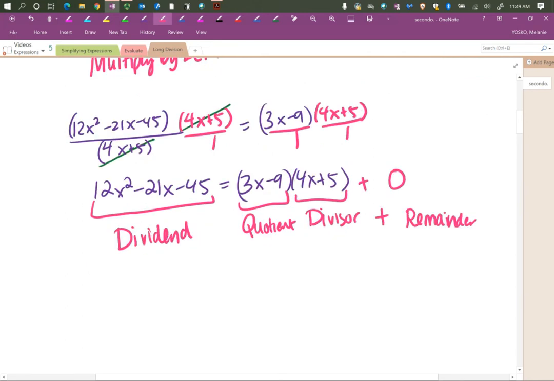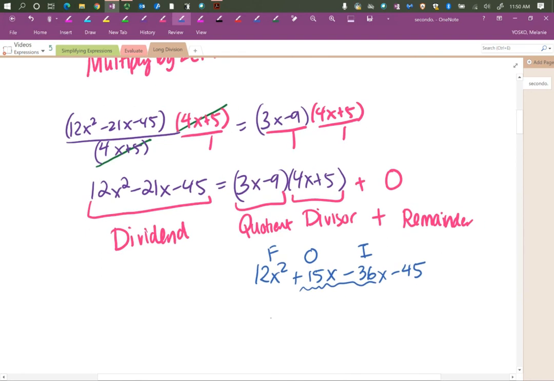Let's actually expand this. We have a binomial times a binomial, so we can FOIL. If you FOIL this out, 3x times 4x is 12x squared. That's the first times the first. The outer, we get 3x times a positive 5, so plus 15x. And then we do the inner term. We have negative 9 times 4x. 9 times 4 is 36, so minus 36x. And the last, negative 9 times 5 is negative 45. Then we can combine these middle terms because they both have a single x to the first power. So 12x squared, we have 15x minus 36x. So we're going to do 36 minus 15 and keep the negative sign. So what is that? 21x minus 45. And we get what we started with.